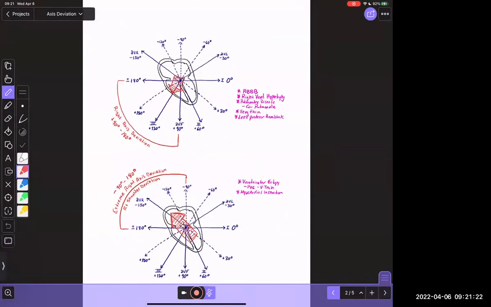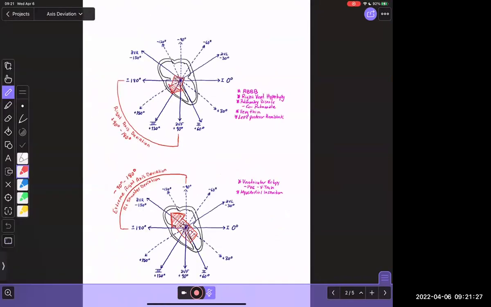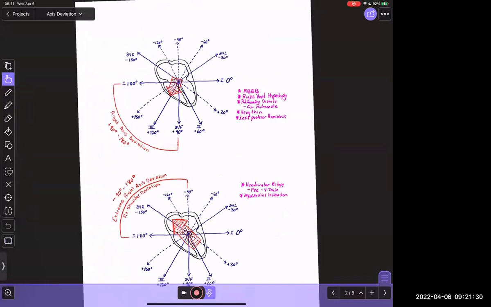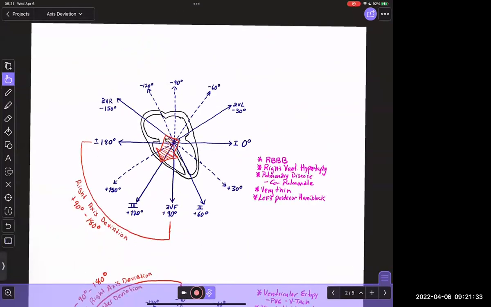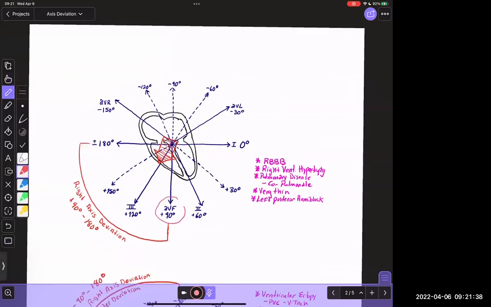Okay, so let's talk about right axis. Right axis deviation is defined as anything that falls between 90 degrees and 180 degrees. So again, if you look at your QRS axis on your 12 lead, if it falls between 90 and 180 degrees, that would be determined as a right axis deviation. And Chris put some pathology here, what could cause right axis deviation. Well, right bundle branch block, which we'll talk about in a little bit, right ventricular hypertrophy.